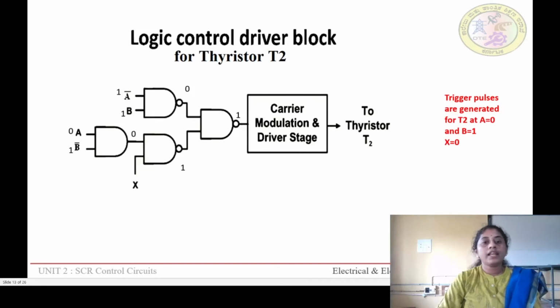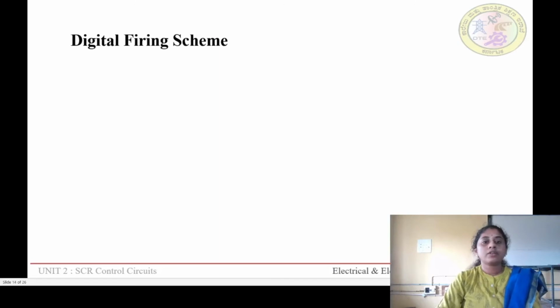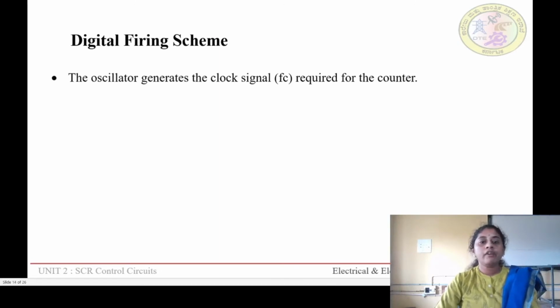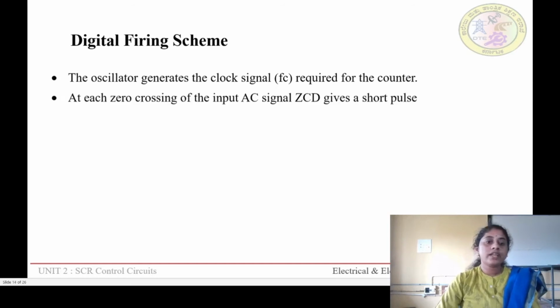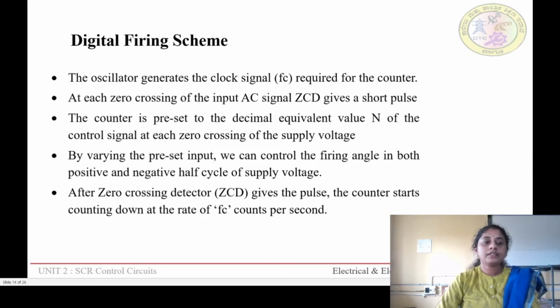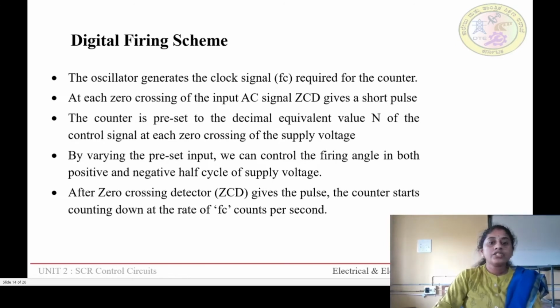Let's now summarize how the digital firing scheme takes place. As already discussed, it consists of an oscillator which produces a continuous sinusoidal waveform. At each zero crossing, the ZCD produces a pulse. Once this pulse is received, the counter starts counting down. This counter has a presettable value which can be changed. On changing this presettable value, we can change the firing angle.